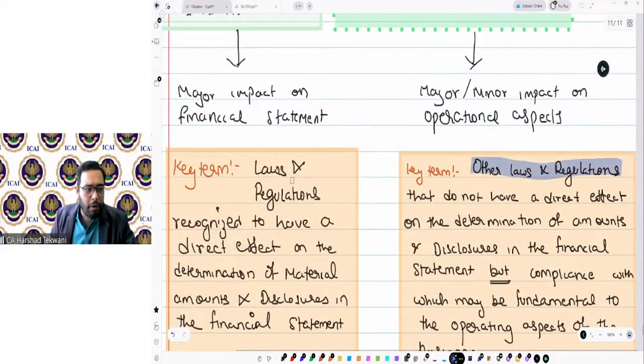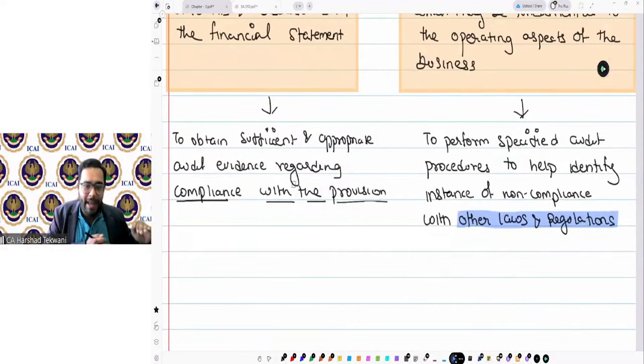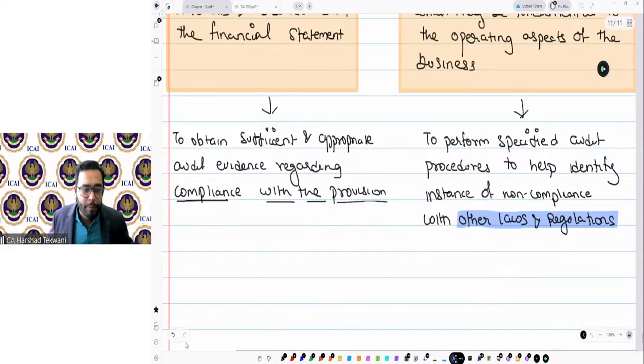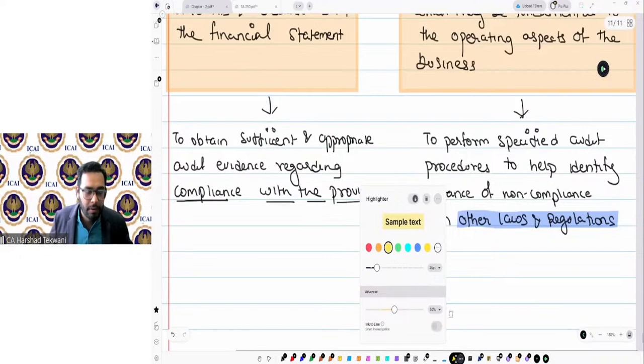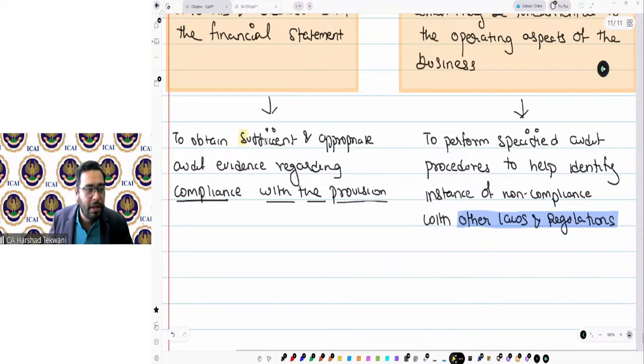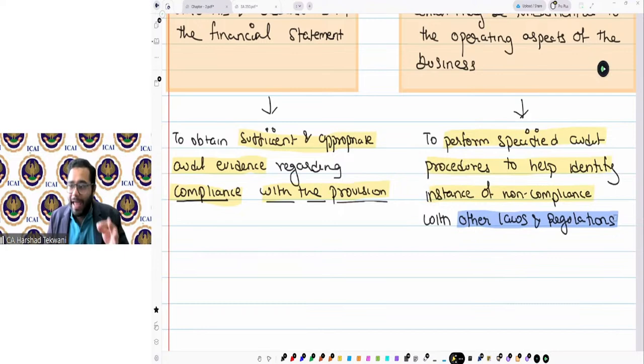Laws and regulations means they have a direct effect. Other laws and regulations means they don't have a direct effect. But understand the difference between both. At one end, the objective is I need to obtain sufficient and appropriate audit evidence in order to show compliance with the provisions of those laws and regulations. On the other hand, I am only required to perform specified audit procedures to help identify instances of non-compliance. Here I am not required to obtain evidence with respect to compliance. I will only check if there is any non-compliance or not in general by performing specified audit procedures.